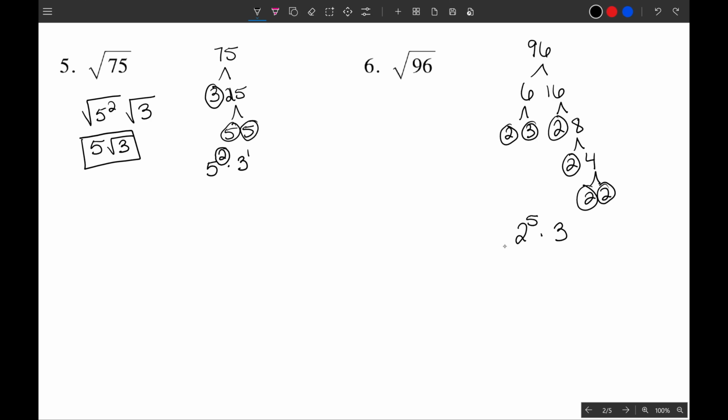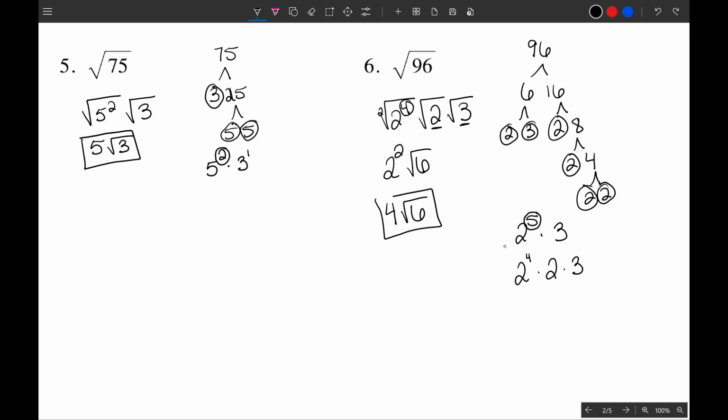Well, I already know that I can't take 2 to the 5th and root that, so I'm going to shave 1 off of that, and that would give me 2 to the 4th. I have a 2 left over, and then I also have that prime number of 3. So 2 to the 4th is going to be my perfect square. And then I have the square root of 2 and the square root of 3. The square root of 2 to the 4th is 2 to the 4 divided by 2, which would be 2. And then I already know that I have this prime number and this prime number left, so I multiply those to get 6. And 2 squared is 4, so I have 4 square roots of 6.